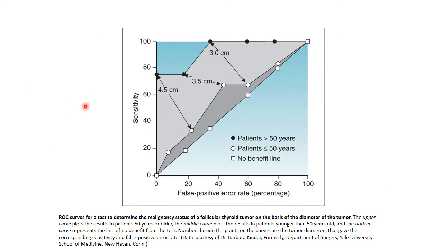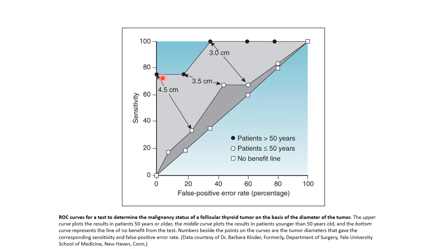So again, this upper one here is the older patients, not normally what you would see, but this is based on them having a smaller number of patients, and they were using their cutoff points as they were setting them up. So for anyone at 3.5 centimeters, they calculated the sensitivity and the false positive error rate, and they got plotted there. Now again, the original line showed no benefit. You'll notice here how the younger patients and the older patients compare. Looking at things like 4.5 centimeters, here they had really high sensitivity compared to the younger group. And that's pretty consistent between 4.5 and 3.5.